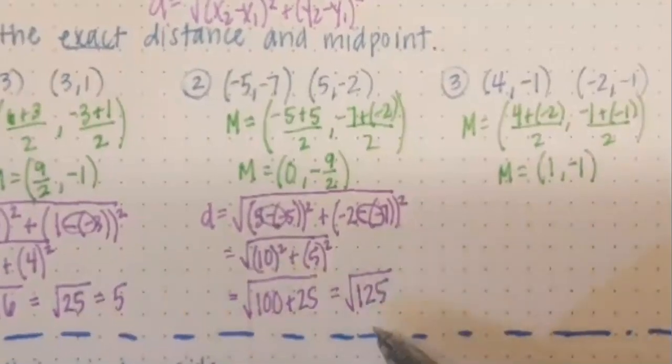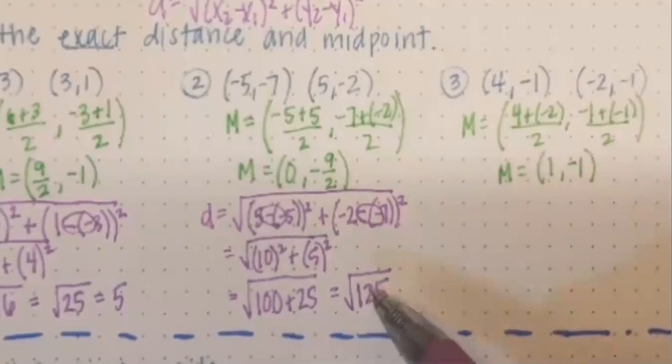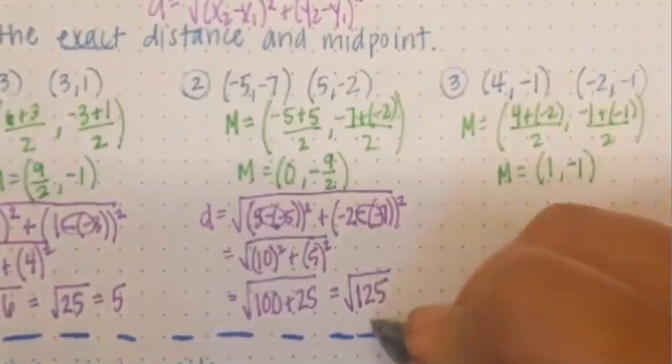125 is not a perfect square. So if I type that in the calculator, I'm going to get a decimal, 11 point something. But that's an irrational number. It doesn't end. I would be rounding if I stopped it at a certain number of decimal places. So to leave it exact, leave it just like this, square root of 125. And we're not worrying about breaking it down.